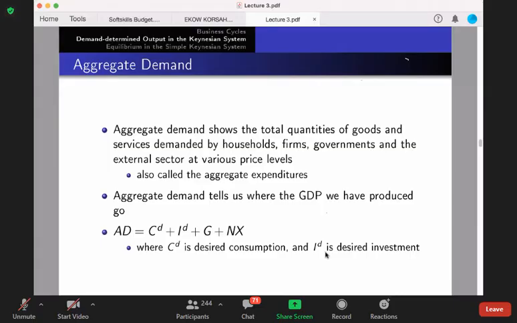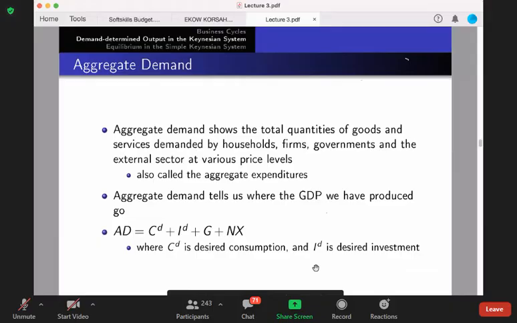Now let's look at how we determine GDP within the Keynesian framework. If you want to determine GDP or output within the Keynesian framework, look at aggregate demand. Aggregate demand tells us where the GDP we have produced is going. The constituents of aggregate demand are C, desired consumption; I, desired investment; G, government spending; and NX, net exports.